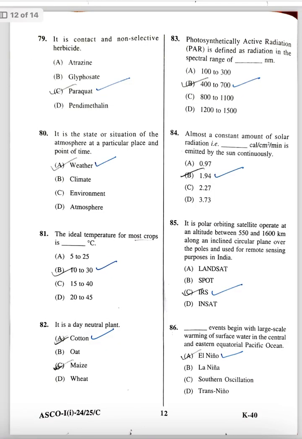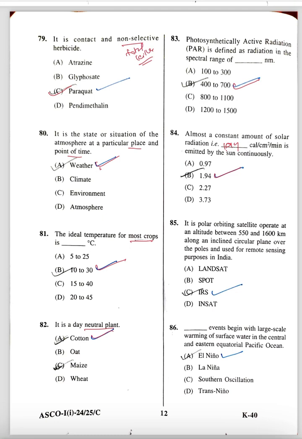Then coming to the next question, which one is contact and non-selective, meaning the total killer? This is paraquat. Then the state or situation of the atmosphere at a particular place at a point of time is the weather. Then the ideal temperature for most of the crops is about 10 to 30 degrees centigrade. Cotton is a day neutral plant. Then photosynthetically active radiation, PAR, is defined as about 400 to 700 nanometer. Then the almost constant amount of solar radiation is approximately 2, that is 1.94 calorie per centimeter square per minute. It is constantly this much radiation that will come.